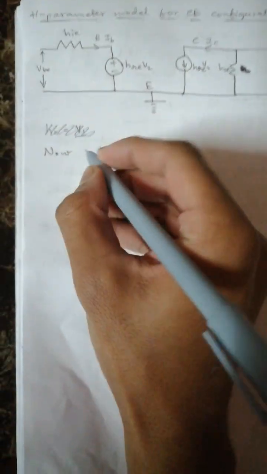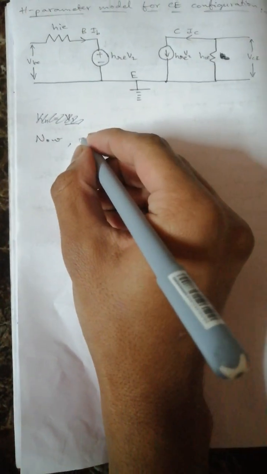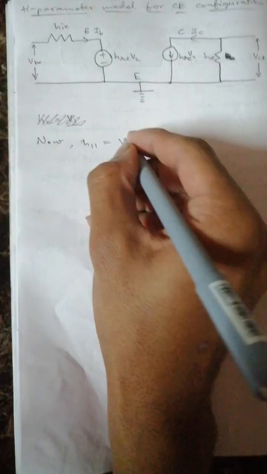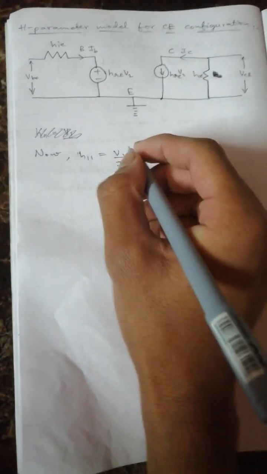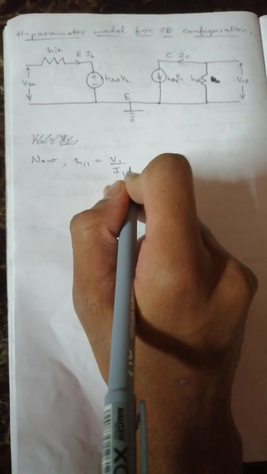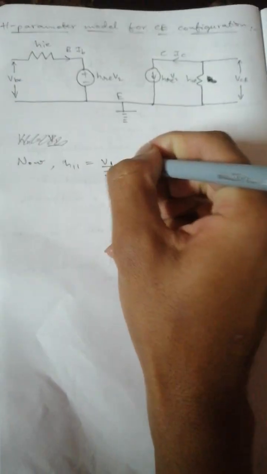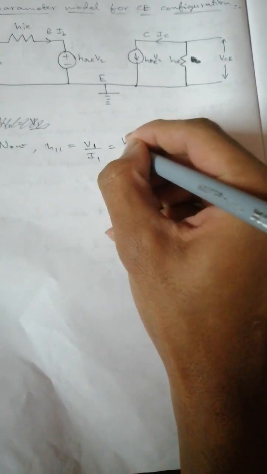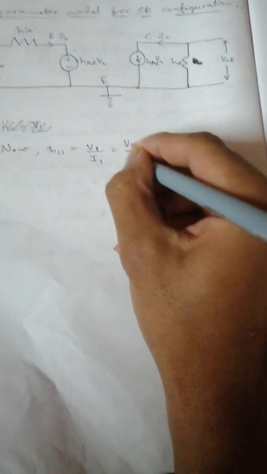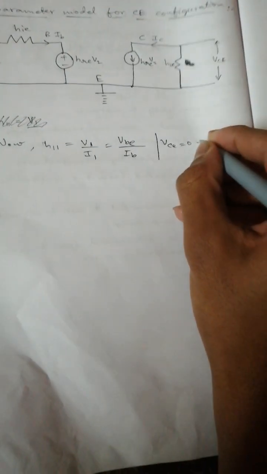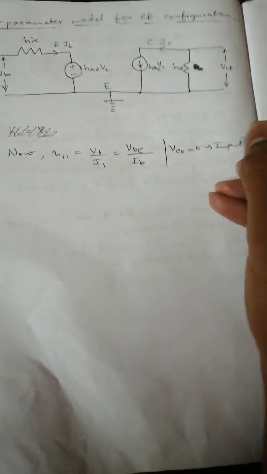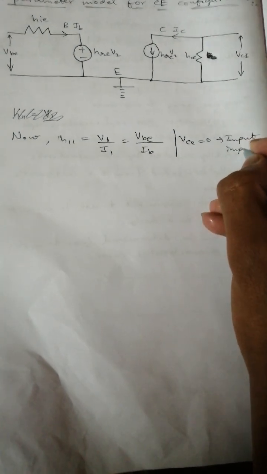Now H11 is equal to V1 by I1. This came from equation 1. So in the circuit, V1 by I1. Now V1 means VB, I1 means IB, where VC is equal to 0. This is the input impedance.